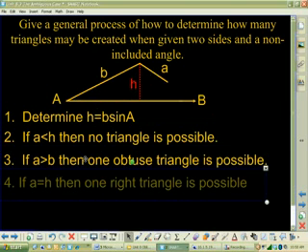And the part that gives us 2 triangles is the part that says if A is greater than H, oh, whoops, I forgot one. If A is equal to H, then 1 right triangle is possible. Well, then use right triangle trig to solve it. No need for the law of sines. If it's a right triangle, just use the right triangle trig rules.